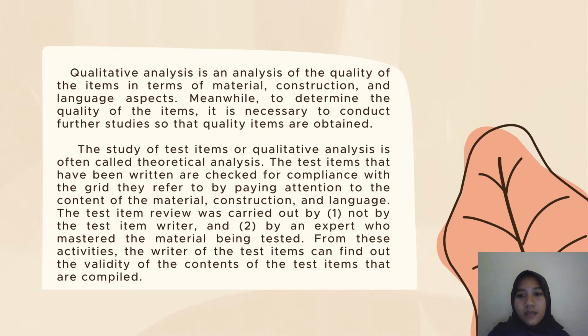The test items that have been written are checked for compliance with the code they refer to by paying attention to the content of the material, construction, and language. The test item review is carried out by, one, someone other than the test item writer, and two, an expert who has mastered the material being tested. From these activities, the writer of the test items can find out the validity of the contents of the test items that are compiled.